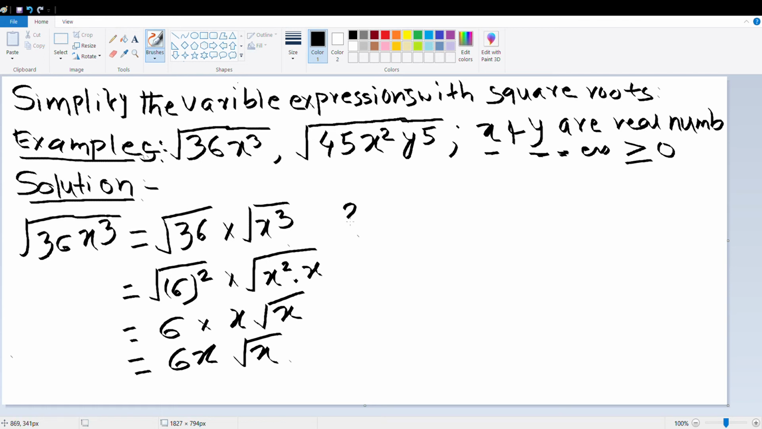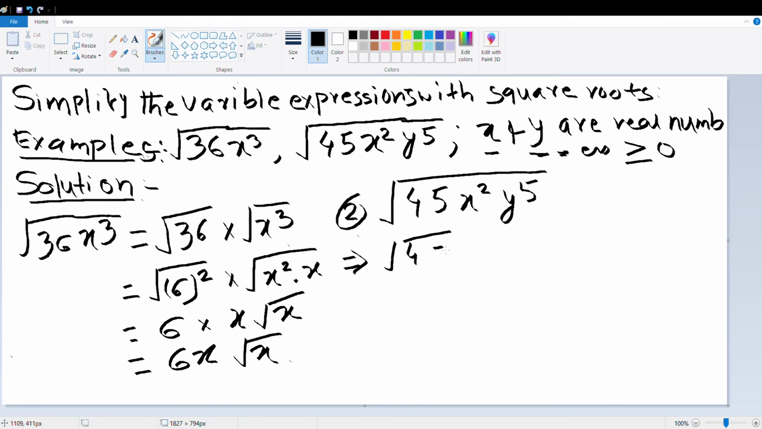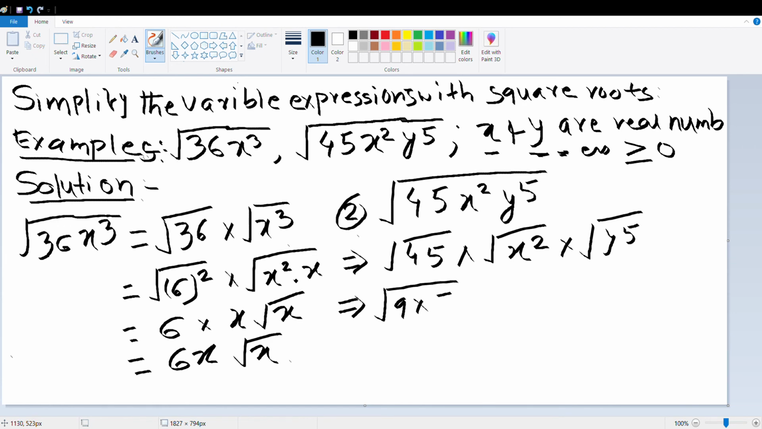Now we have the second example, which is the square root of 45 x squared y to the fifth. To solve this one, we follow the same procedure. We separate the radical sign between the terms: the square root of 45 times the square root of x squared times the square root of y to the 5. Now we take out the factor of the square root of 45. We know the factor is 9 times 5, because 9 is the greatest perfect square number.